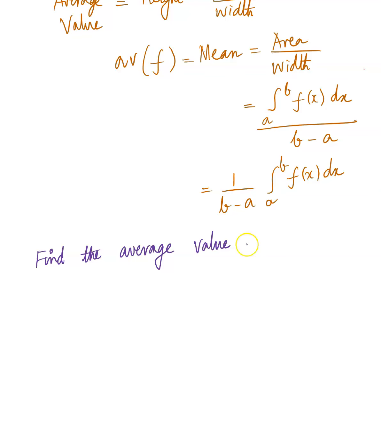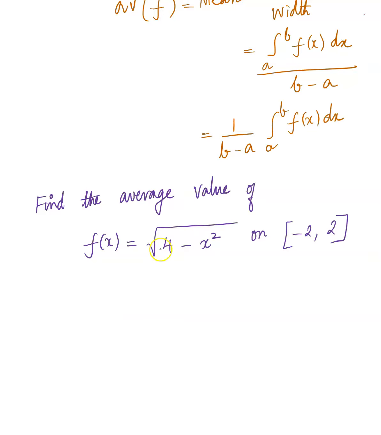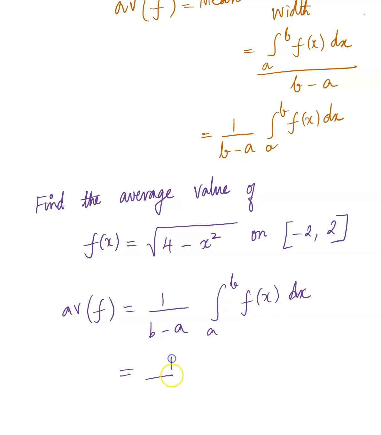Find the average value of f of x equals the square root of 4 minus x squared on the interval from negative 2 to 2. We could do the same thing using the approximation, but we're not going to do that. So the average of a function is 1 over b minus a times the integral from a to b of f of x dx. That's the definition. Let's plug in all the details we have.